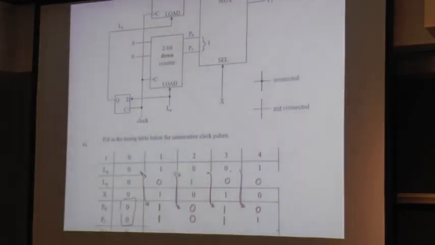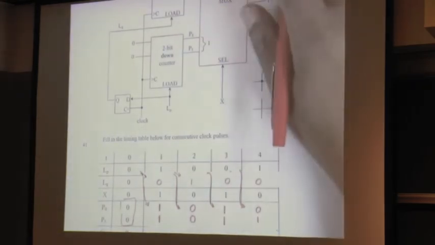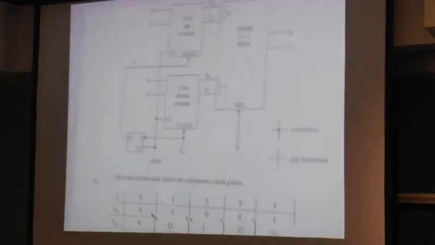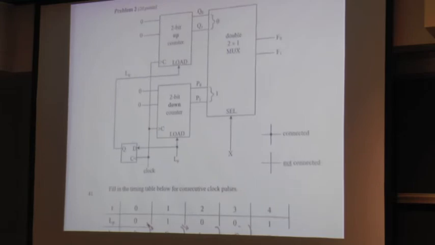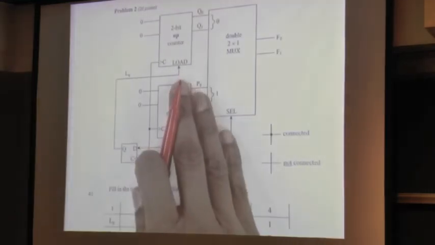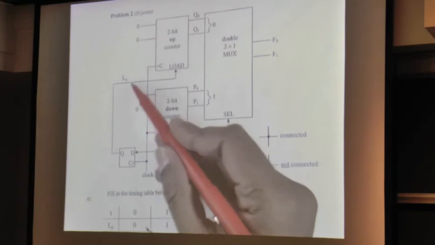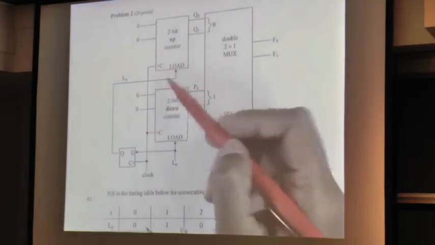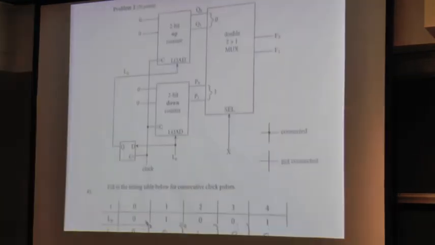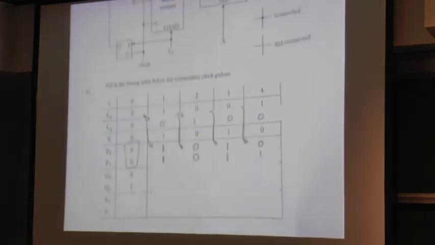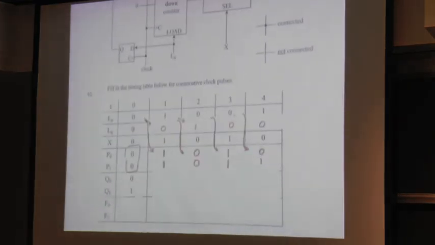Q0 and Q1 are very similar, except they are the outputs of an up counter. And we're now looking at LQ, and when LQ is high, we reset to 0, 0. So I cannot fit that on the page, but let's remember those rules.